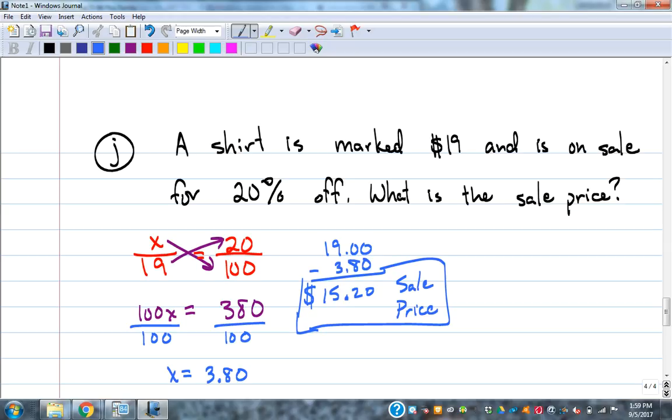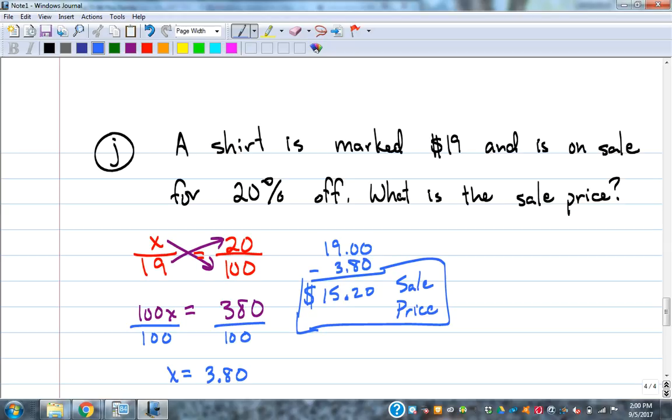Well, it was $19 to start with. We almost got $4 off of it. It's not a big sale. 50% off, yeah, you're going to get it for half of that. So 20% off is not a big sale. 30% is a little bigger discount. 50% is a really big discount. 75%, they're giving it away. It's a yard sale prices kind of stuff. But 20% off is pretty good.